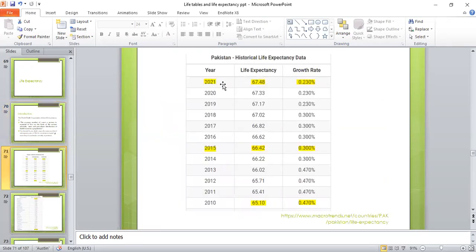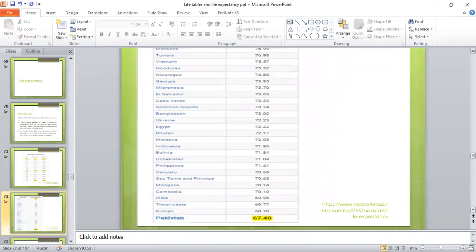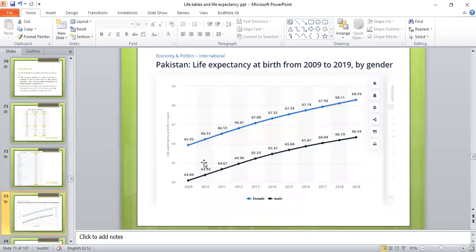For example, from historical life expectancy data for Pakistan, in 2015 life expectancy was 66, and in 2021 it is 67, and the growth rate moved from 0.3 to 0.2%. If we look at life expectancy across countries, the maximum is 77, which is Sri Lanka, and Pakistan's life expectancy is 67. Life expectancy also varies by gender. For example, from 2009 to 2019, females had a life expectancy of 68.9 as compared to males with 66.34 in 2019.